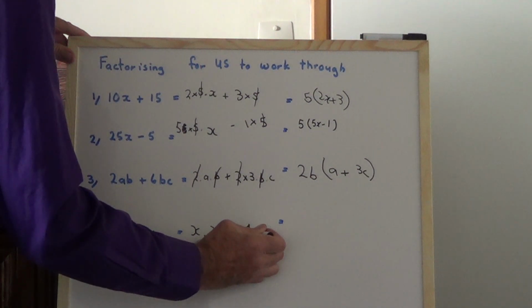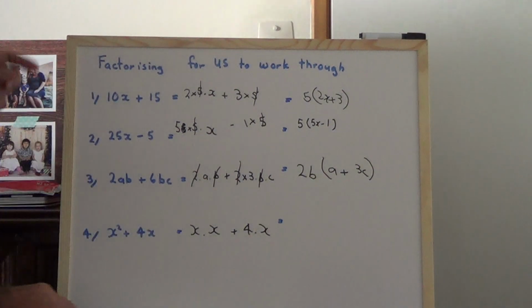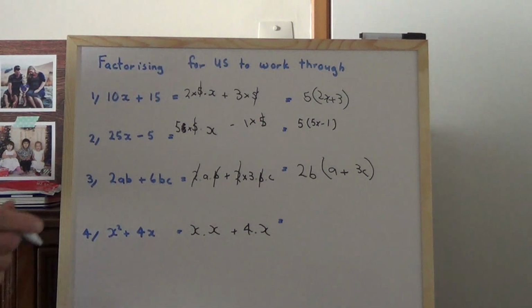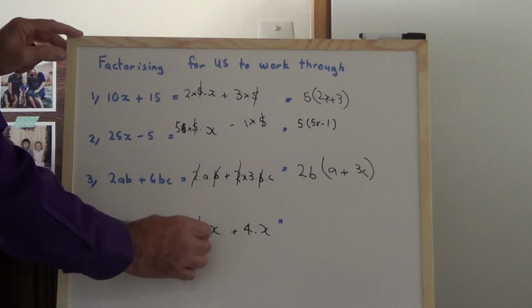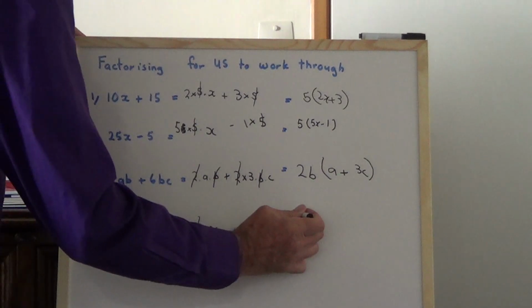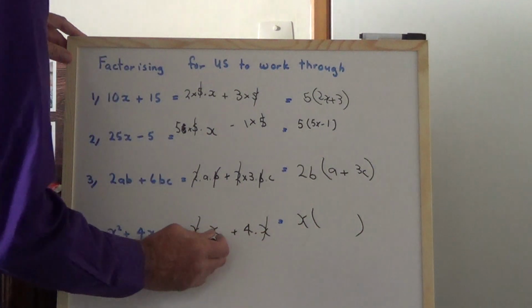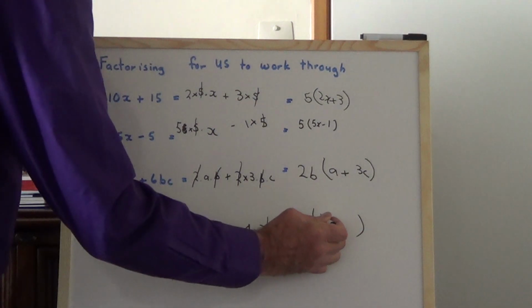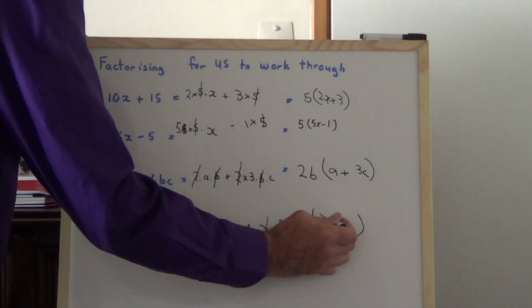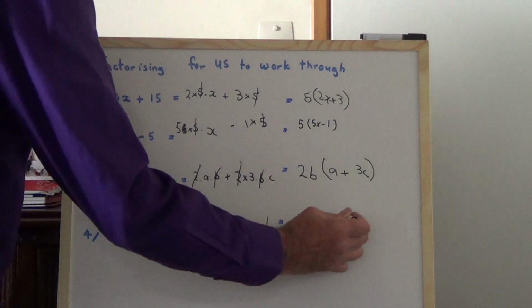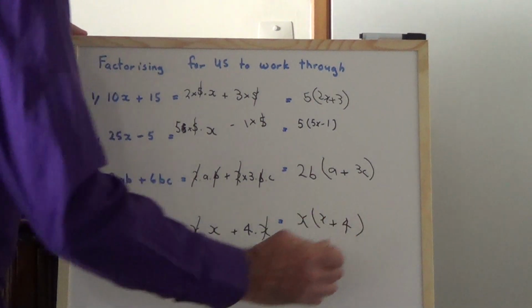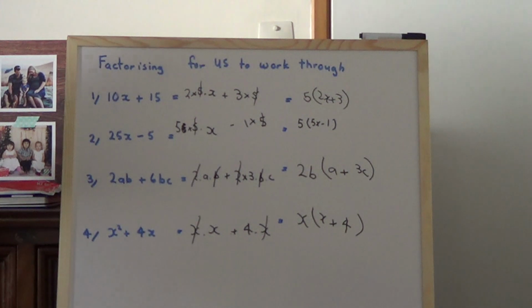Times x, alright? Now what's the common factor? Common factor is x. Cross that x out, cross that x out, put that x over there, put a nice big bracket there. What's left on here? x. Going to put the plus sign in. What's left here? 4. And we're done. Just have a look at that.